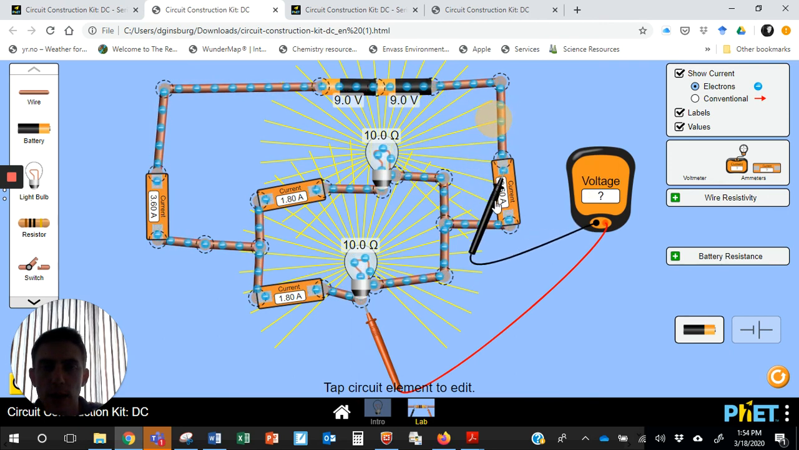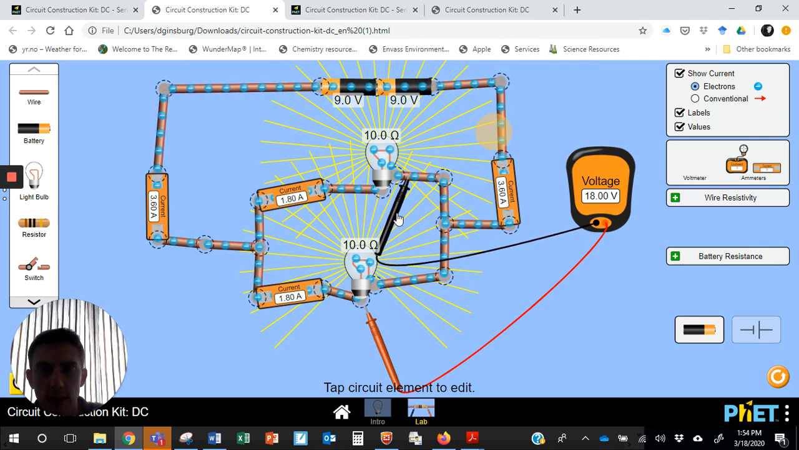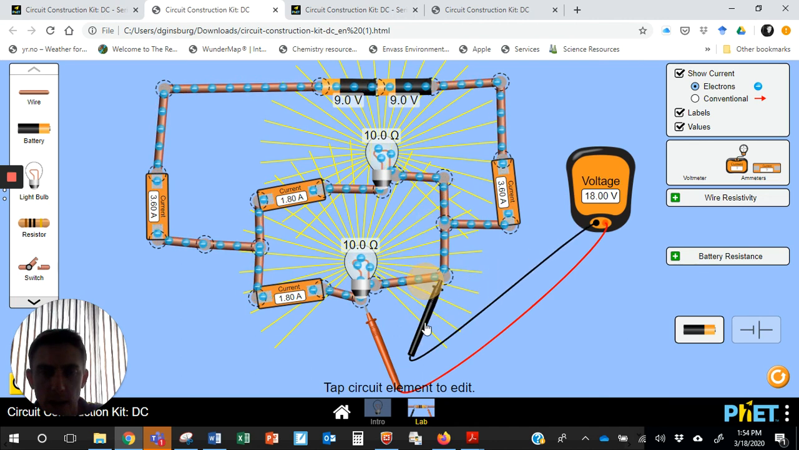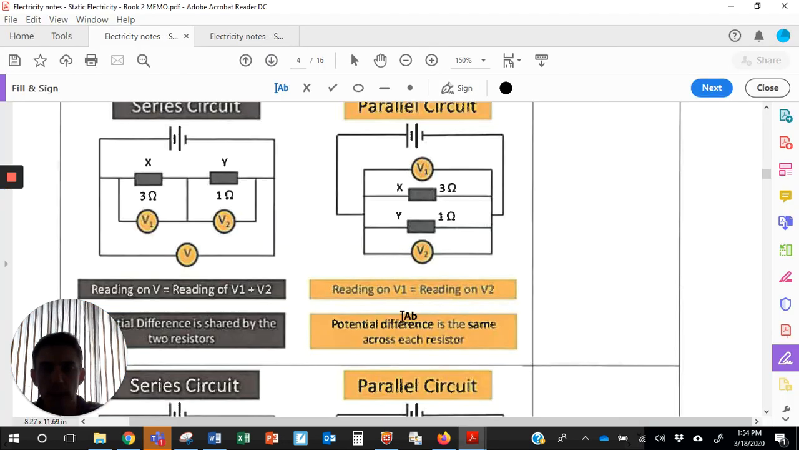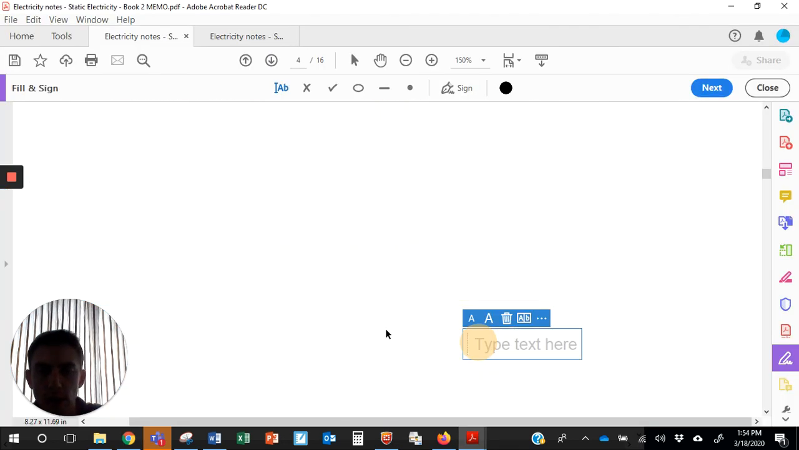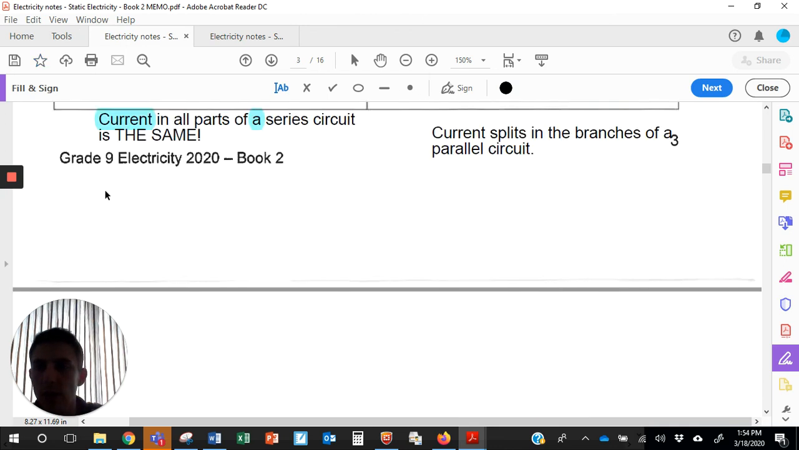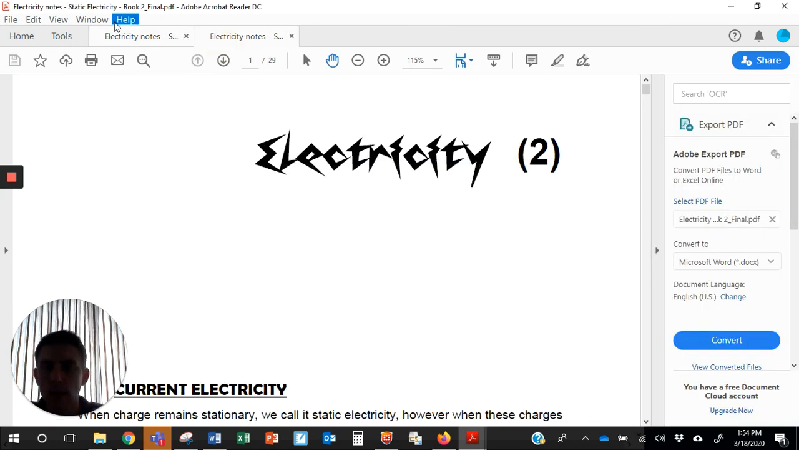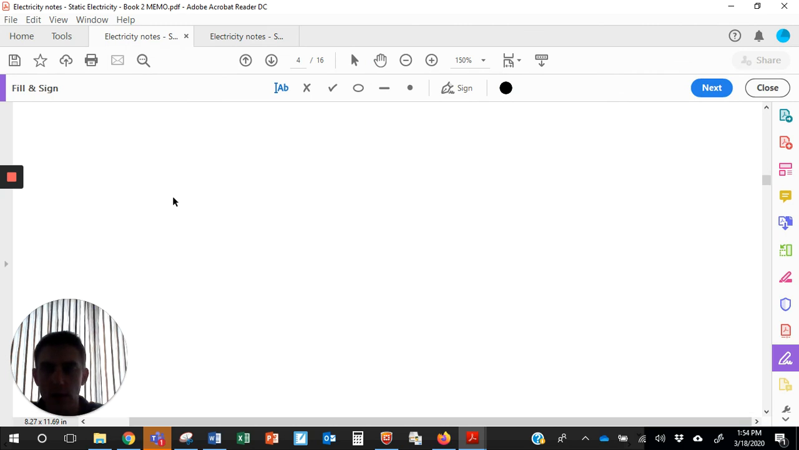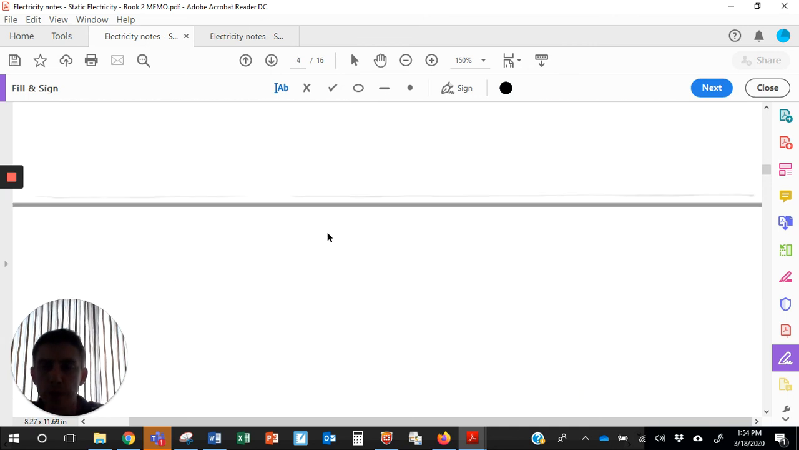Let's go from the negative terminal of the battery to the negative terminal of either light bulb. 18 volts. I can get from the negative terminal of the top bulb to the negative terminal of the bottom bulb without crossing over any component. So we can say that the potential difference is the same across each resistor in a parallel circuit. I'm not sure where that has gone, but it's on the top of your notes. So we can say that the reading on voltmeter 1 is equal to the reading on voltmeter 2.